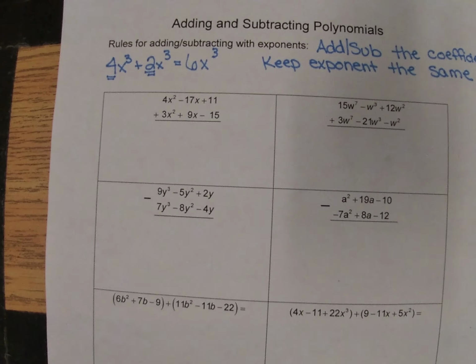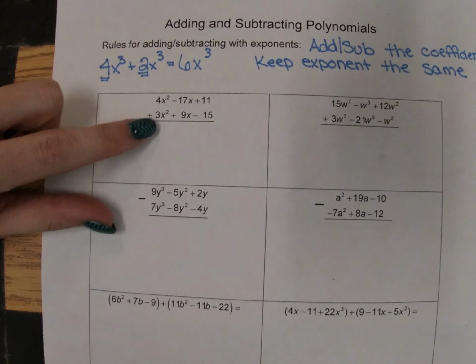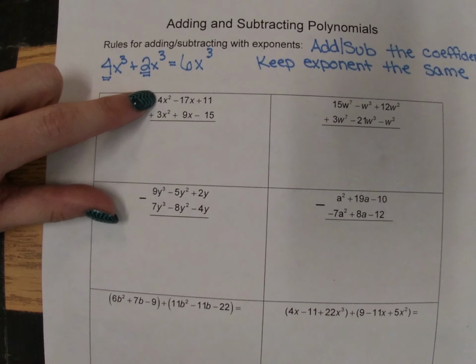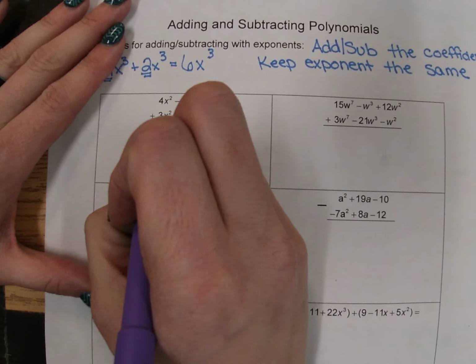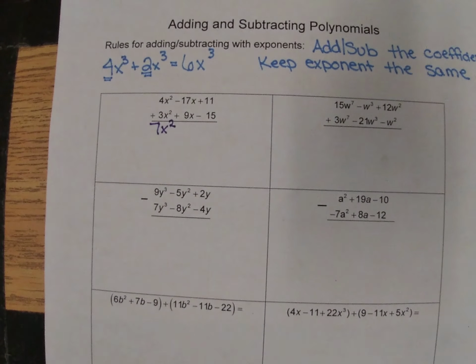Then we are going to do very similar to a system, and just add straight down. We're going to take a 4x squared plus a 3x squared, which is telling us to take the coefficients in front and add those together, and keep the exponent the same. Then we'll go to the next row.